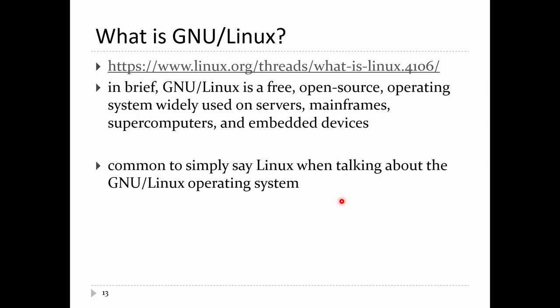Most people, when they say Linux, mean the Linux operating system and all of the software that comes with it. Most people don't say GNU Linux, they just say Linux, and that's what I'm going to do from now on.